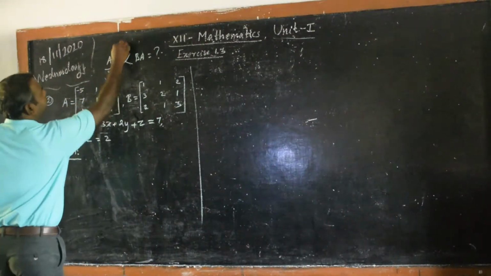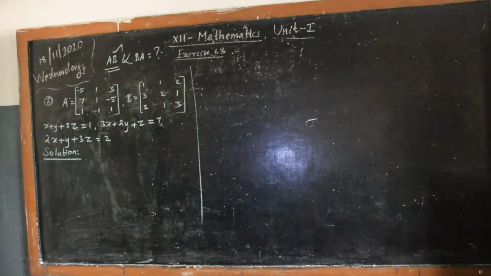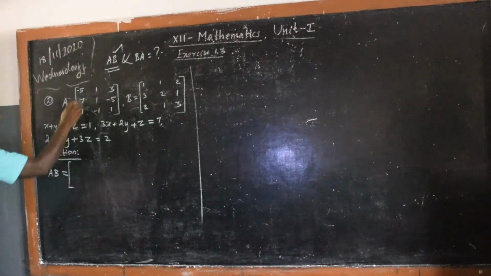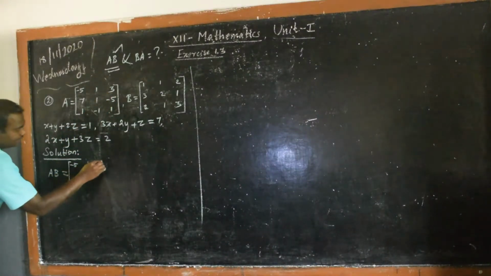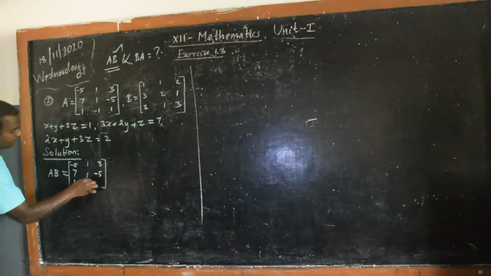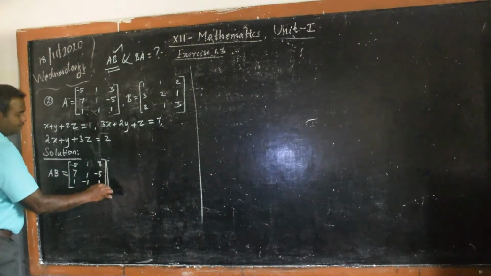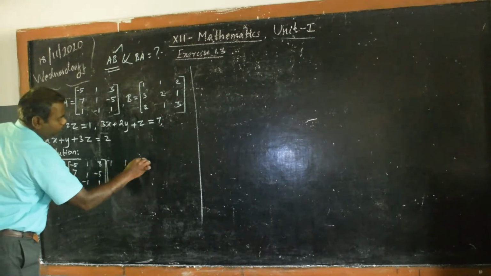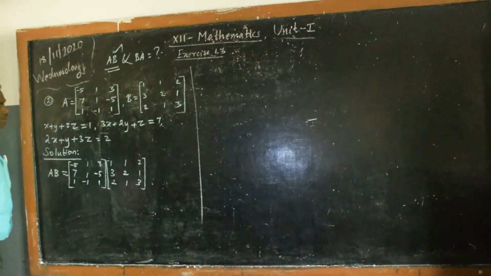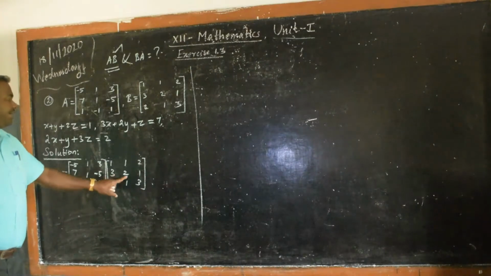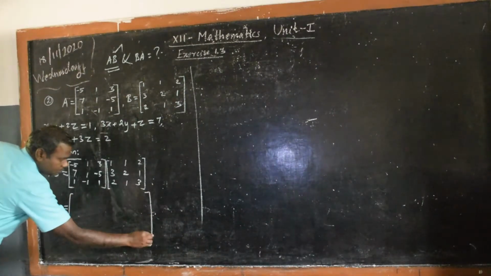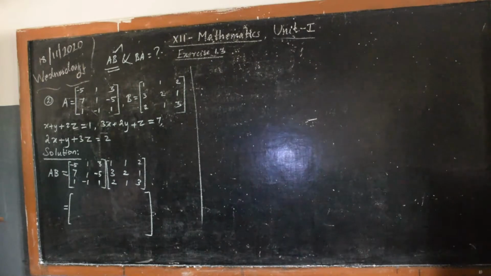First of all, to find AB, the product of two matrices A and B. A into B equals the matrix with rows minus 5, 1, 3; 7, 1, minus 5; 1, minus 1, 1, into the matrix with rows 1, 1, 2; 3, 2, 1; 2, 1, 3. We use the row by column method.